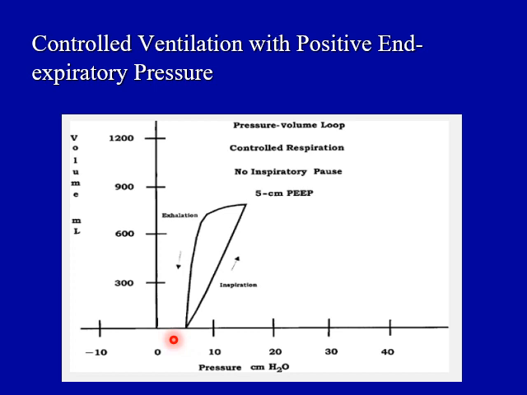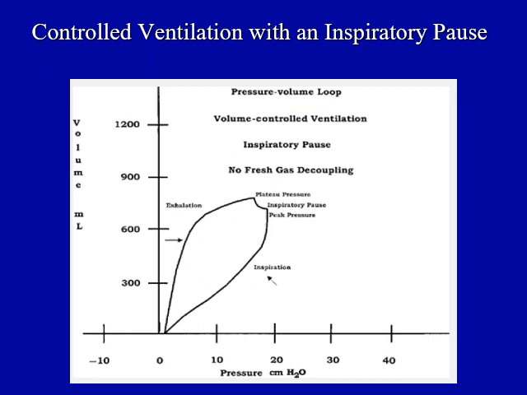Here this loop we shall see. The loop is starting at around 5 centimeters of water. This is the inspiration and the expiration. That means some amount of end expiratory pressure is also there, that is, positive end expiratory pressure is applied to this patient. This loop is not starting from zero. Here also a PEEP of around 1 or 2 centimeters of water may be there.